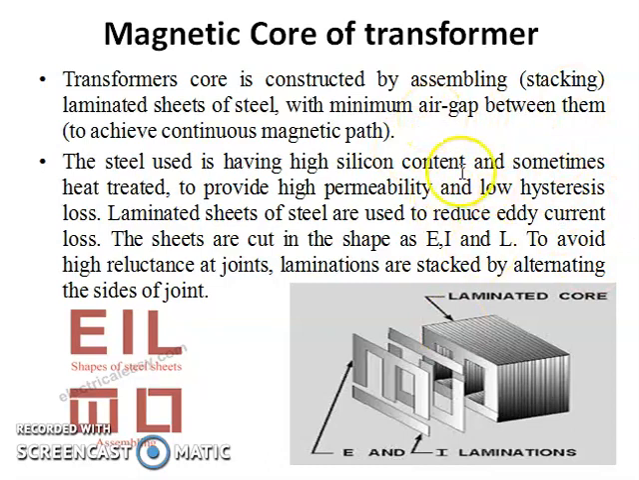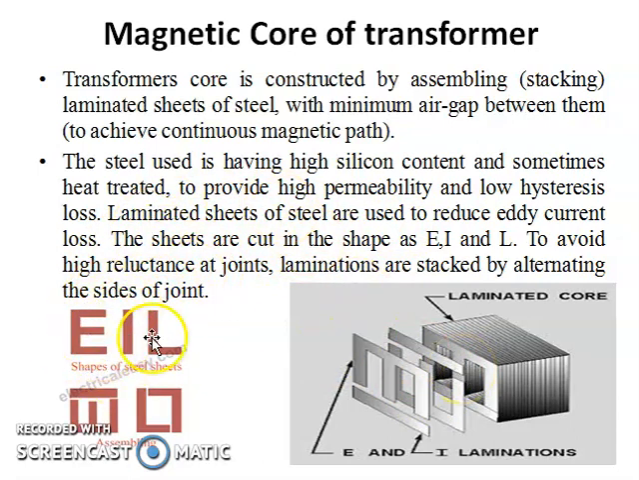Transformer core is constructed using laminated sheets, as shown in the figure, where the minimum gap is created in between these sheets. Usually steel with a high silicon content is used. Silicon steel is heat treated to provide high permeability and low hysteresis loss. These laminated sheets are used basically to reduce the eddy current loss.